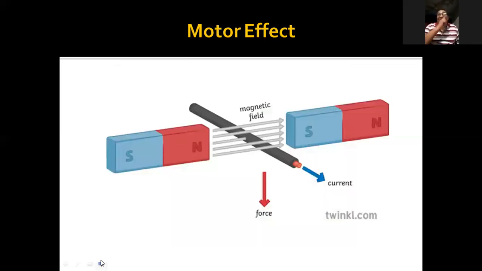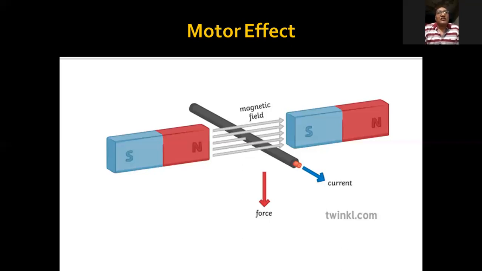Okay, here again, you can see we have shown two magnets. Here we have a bar magnet, here we have a bar magnet. Here we have the north pole of this magnet, here we have the south pole. So the magnetic field lines are here from north to south. And here we have placed a conductor, perpendicular to these magnetic field lines.